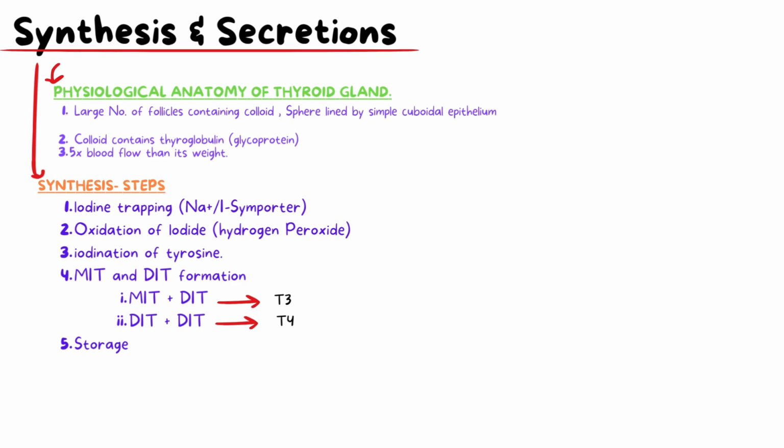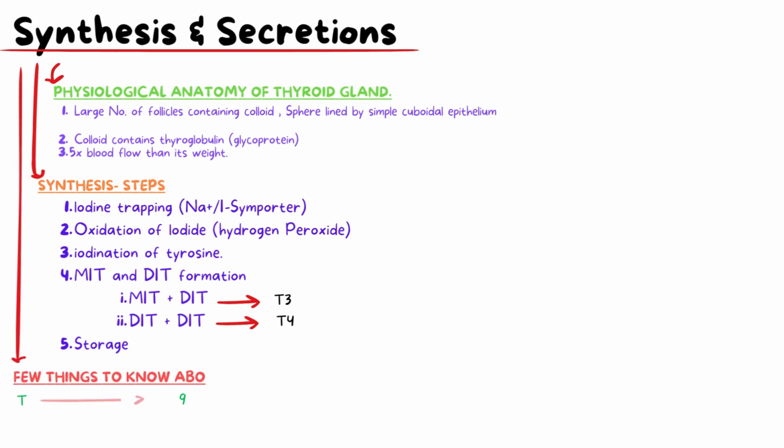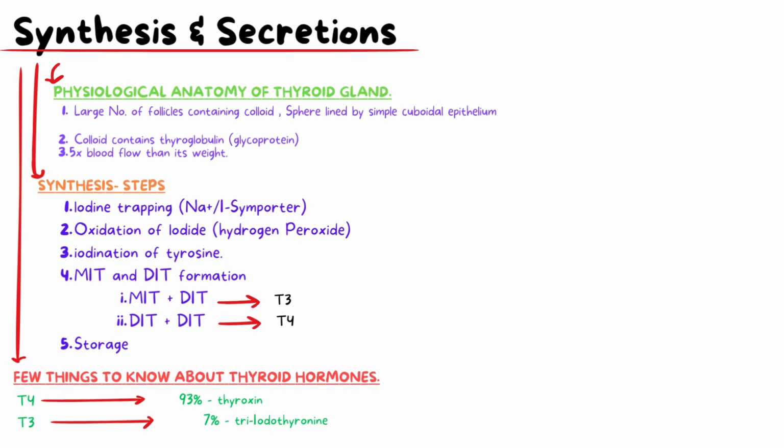There's a few things we must know about T3 and T4. The thyroid gland releases 93% of T4 or thyroxine, and it releases 7% of triiodothyronine or T3. However, thyroxine is eventually converted into triiodothyronine or T3. Both hormones are functionally important, but T3 is more potent compared to T4. In order to understand the steps of the synthesis of the thyroid hormones, we must have a look at the diagram.